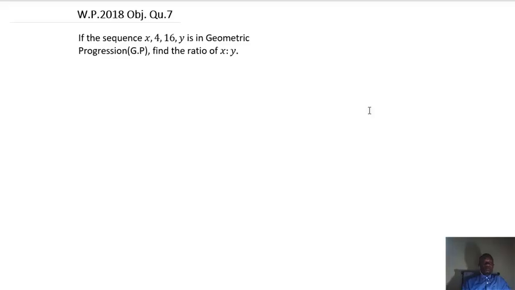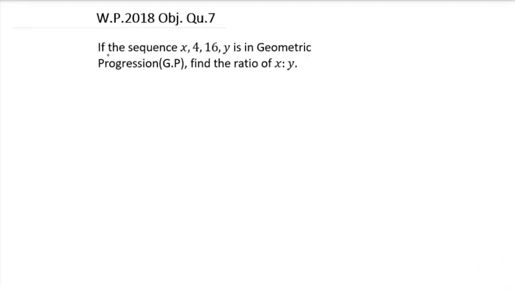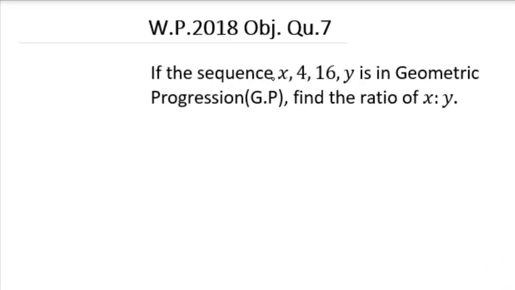Okay, welcome students. We are still on sequence. Today we are going to tackle WASSCE Private 2018 objective question number 7, and this is the question: if the sequence x, 4, 16, y is in geometric progression, GP, find the ratio of x is to y.